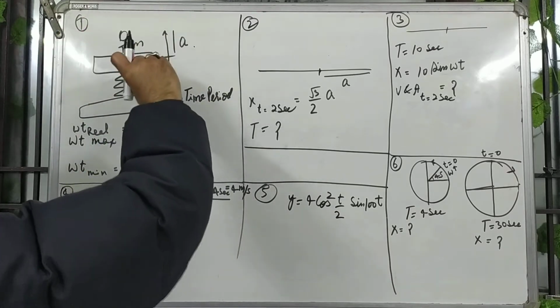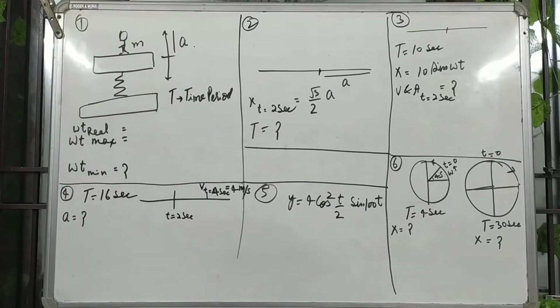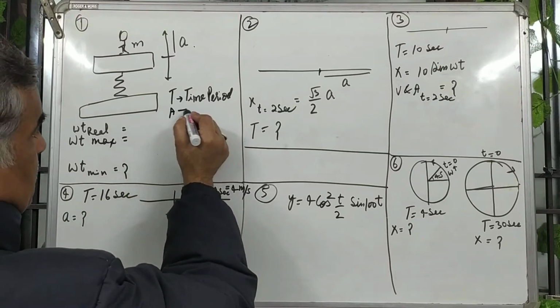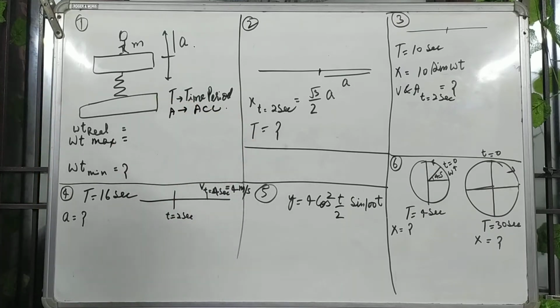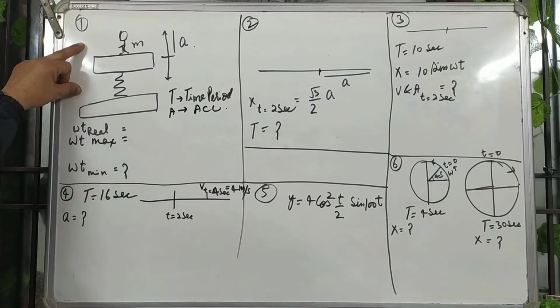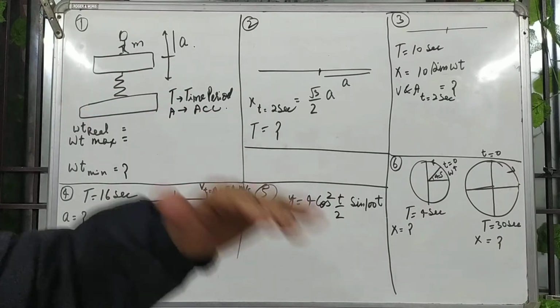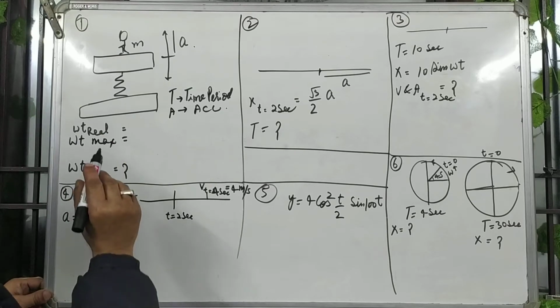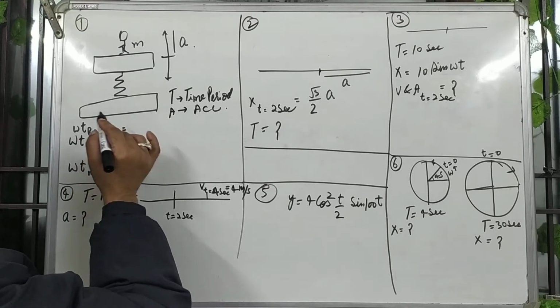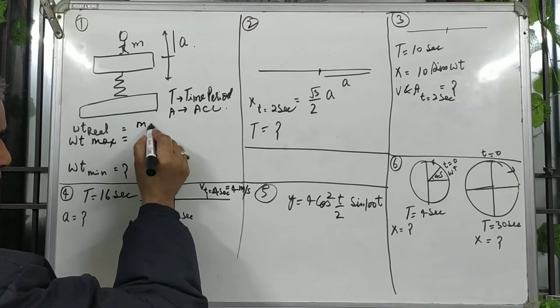Amplitude of the SHM is A, and you may consider, let acceleration be capital A if you wish. So let's start. At the mean position, there will be no force on the weight of the man, so there will be the real weight, that is mg.